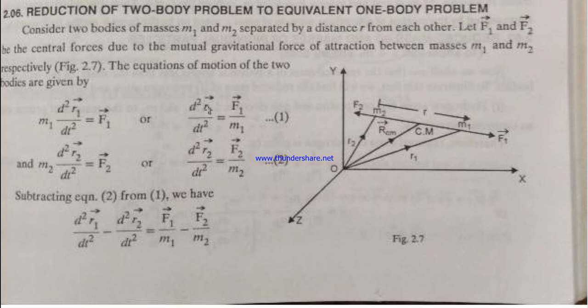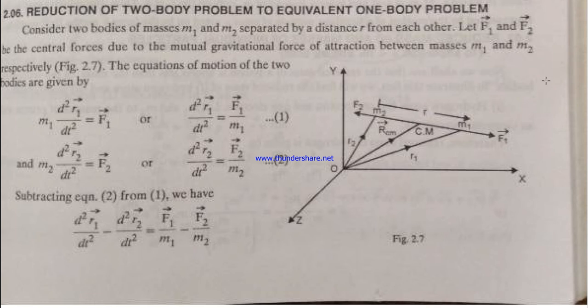So from here we can see that the double derivative of r1 with respect to time can be simply taken as f1 over m1, and the double derivative of r2 with respect to time will be f2 over m2. Now if we subtract these two equations, we will have the double derivative of r1 with respect to time minus the double derivative of r2 with respect to time, that will come out to be f1 over m1 minus f2 over m2.